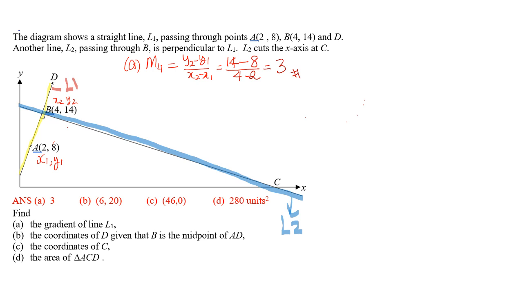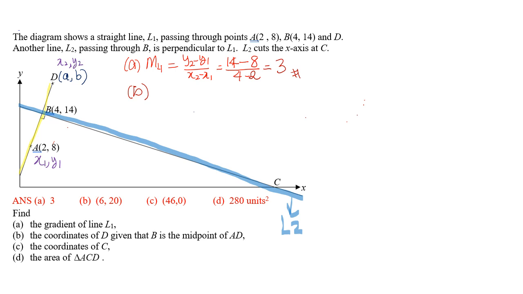All right, let's look at part B now. So part B, you are asked to find the coordinates of D, given that B is the midpoint of AD. Okay, so B is the midpoint of AD. Right, so let's label. We do not know the coordinates of D, so I'm just going to let the x coordinate of D be a, the y coordinate of D be b. Okay, then let's label again. So I'm going to label this point again as x1, y1, and then point D as x2, y2.